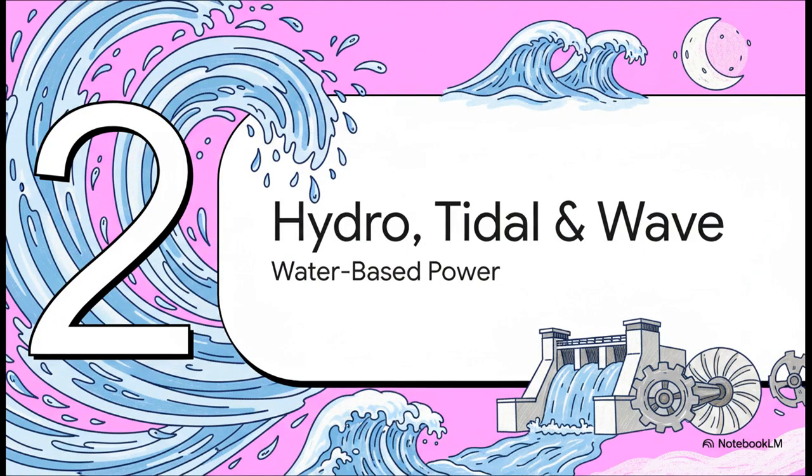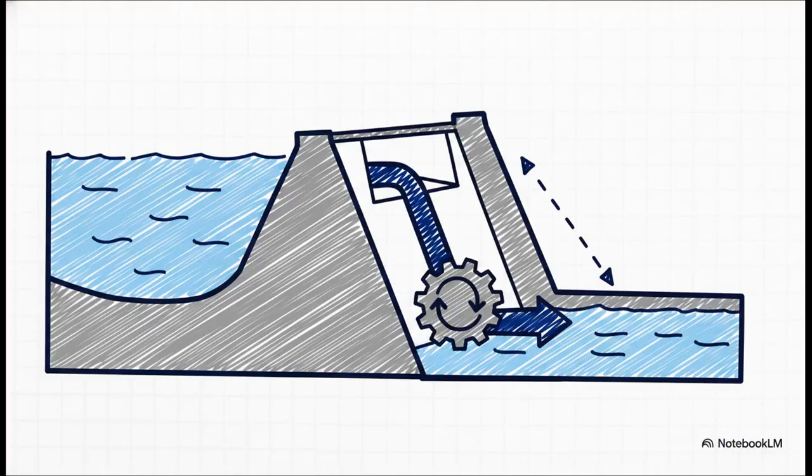Moving right along to Section 2, Hydro, Tidal, and Wave. This is all about water-based power. The big player here is hydroelectric power, or HEP. This simply utilizes gravity. A massive dam creates a huge reservoir of water. When that water is allowed to rush through pipes in the dam, it spins turbines connected to generators.